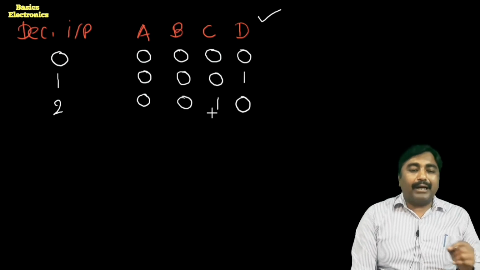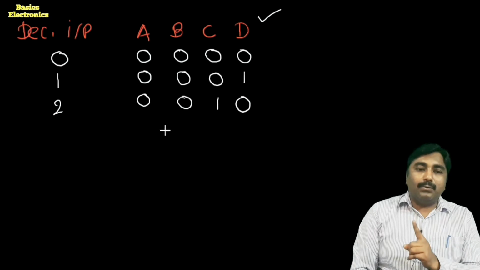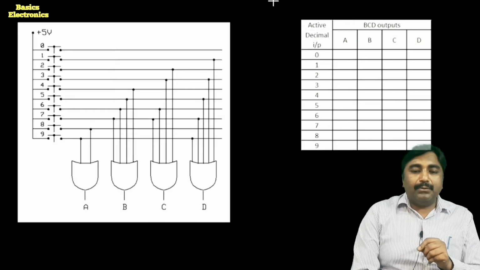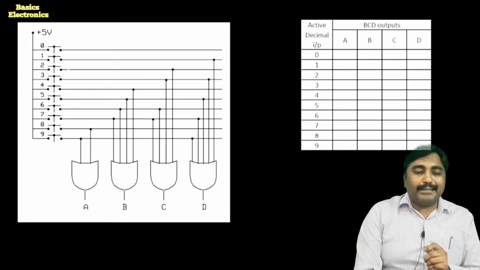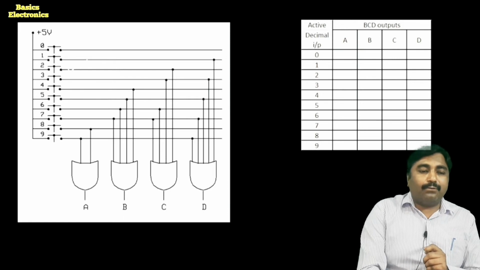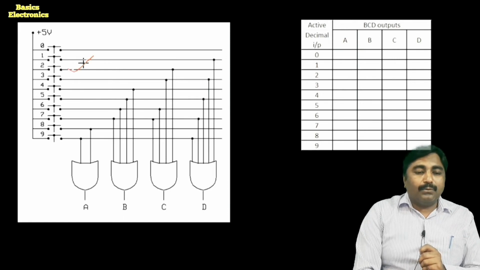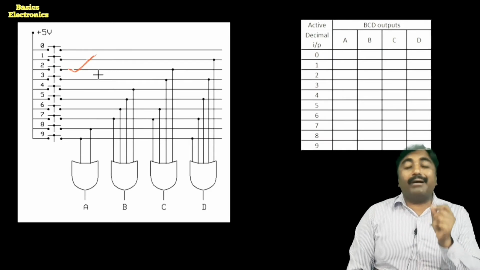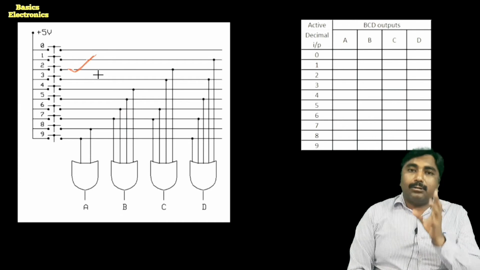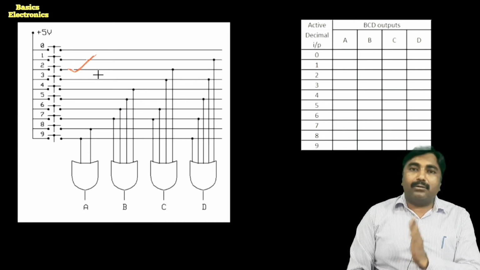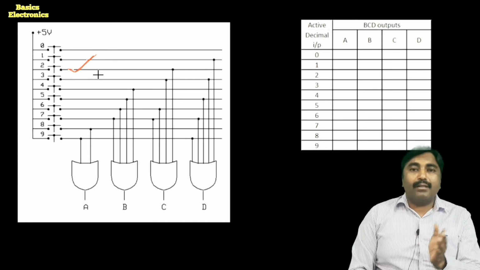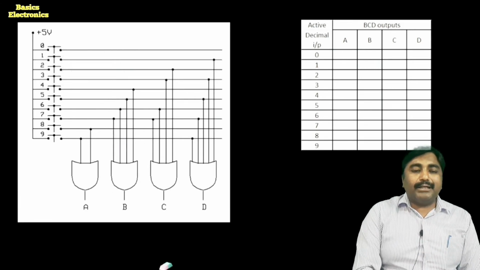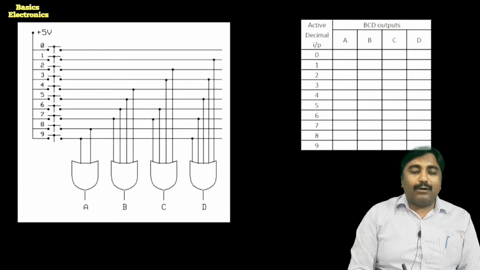Here, when we apply the input decimal 2, to apply the decimal input we just require to press the switch which is assigned for 2. Each of the switches is assigned for one decimal input. So here we press that particular switch to convert it into the BCD format. When we press switch 2, at that time we get the output.